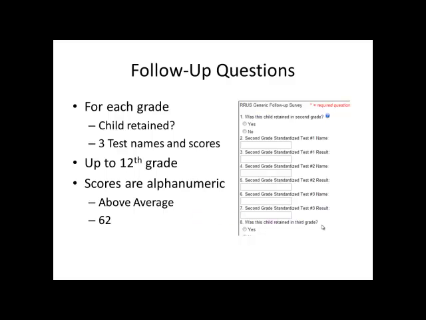So each grade looks like this, and you can enter data going all the way up to 12th grade. Those text boxes are alphanumeric, so they will accept both text and numbers. That way, if you have a test that gives scores back using words like above average or proficient, you can write that in there. Or if it gives a raw score, say like 62, you could enter a raw score in those fields as well.